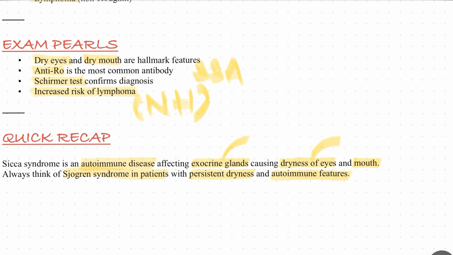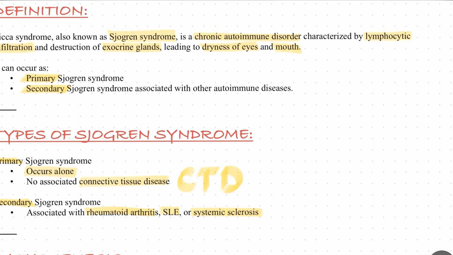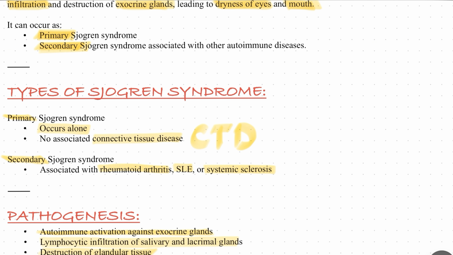Coming to complications, there will be dry eye, so it leads to corneal damage. You will be rubbing, redness will occur, photophobia, and at last it leads to corneal damage. Then coming to the oral cavity, it leads to dental infection due to dry mouth. Then lymphoma, most commonly non-Hodgkin, as I said.